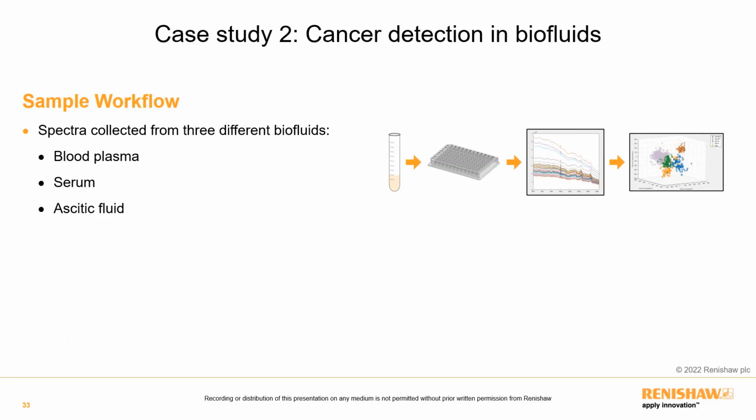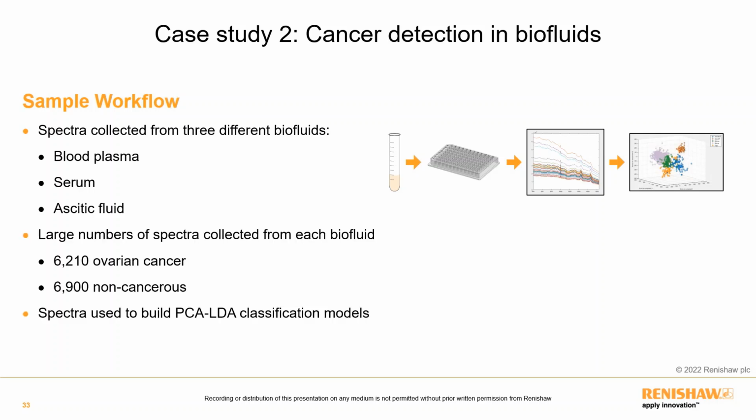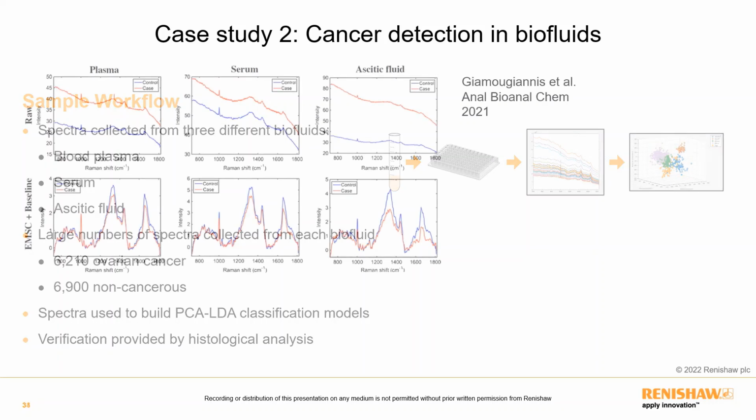Raman spectra were collected from 3 different biofluids: blood plasma, serum, and ascitic fluid. For each of the biofluids, 6,210 spectra were collected from 18 different ovarian cancer patients, and 6,900 spectra were collected from 20 different patients with benign gynecological conditions. The spectra were then used to build classification models to test for ovarian cancer. Verification of models and assessments of their performance were provided by histological analysis of equivalent biofluid samples.